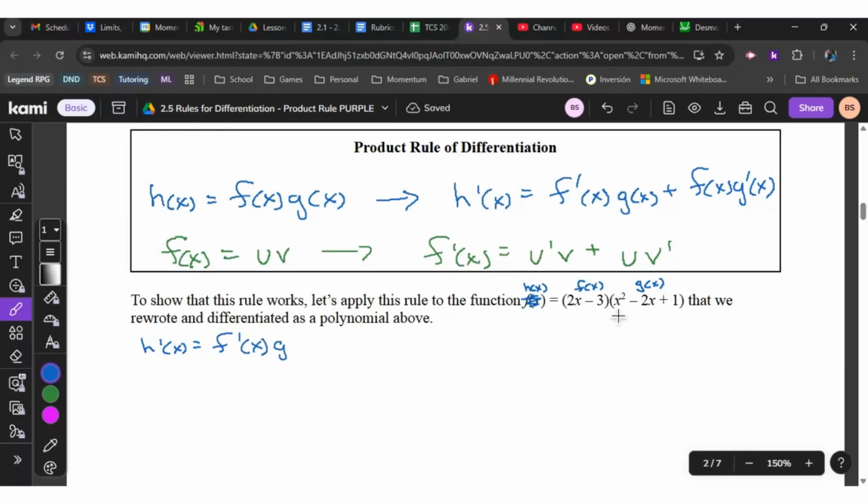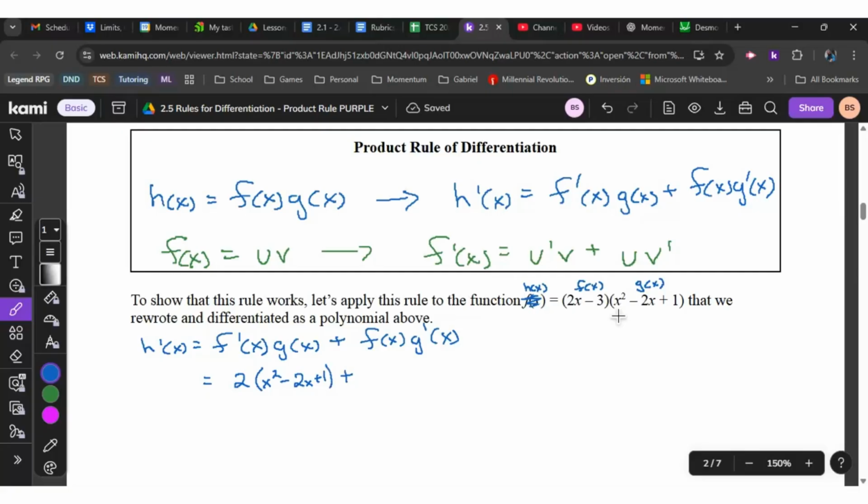So we're going to write f prime g of x. I'm just going to write the definition again to make it easier, times f g prime. Then we're just going to plug in what those things are. So the derivative of f, we just said, was 2. And g of x means we don't change it. It stays exactly the same. So it's still x squared minus 2x plus 1.